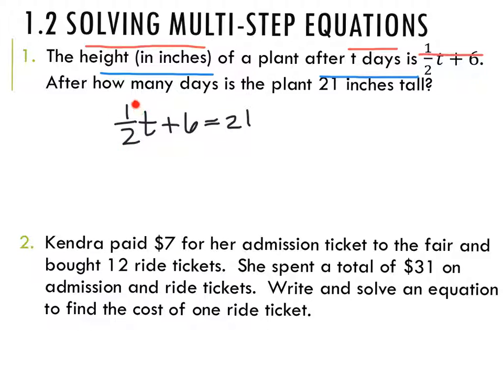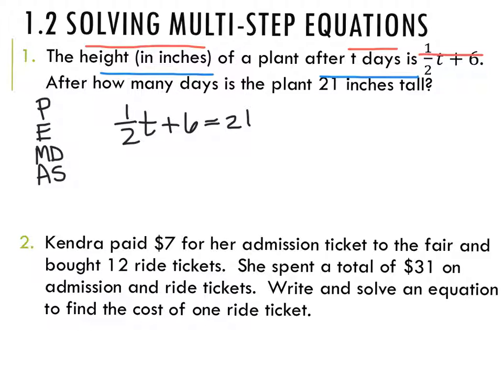So I have multiplication being done to it, and I have addition being done to it. So I need to remember my order of operations, but I need to do them backwards. So remember in class we talked about our parentheses, exponents, multiplication, division, addition, and subtraction. And we would go top at the parentheses and work our way down to addition and subtraction.